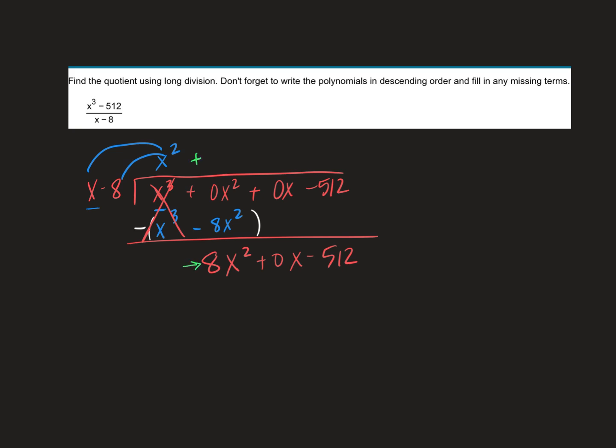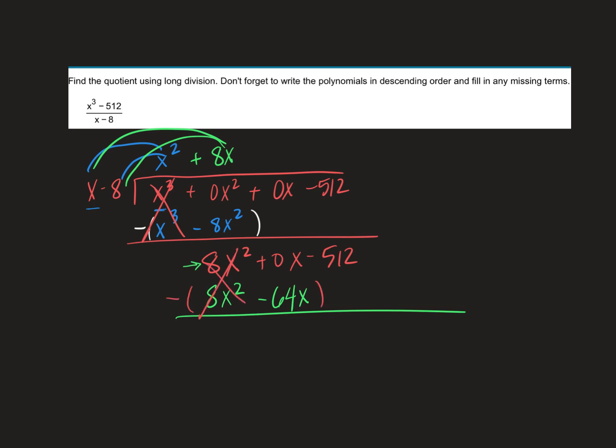So if I make a positive 8x, then when I distribute, 8x times x is going to give me 8x squared. 8x times negative 8 is negative 64x, and then I'm going to subtract. Now, 8x squared minus 8x squared, because remember this is all subtract, that's going to cancel out. 0 minus negative 64 is going to give me a positive 64x minus 512.